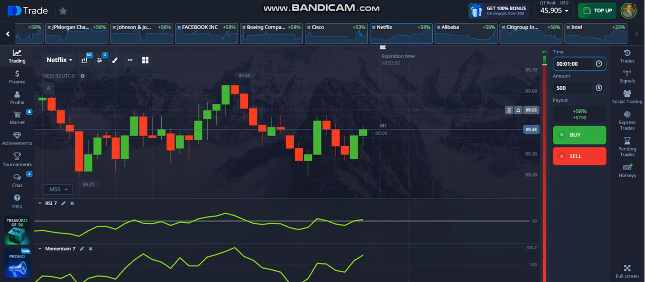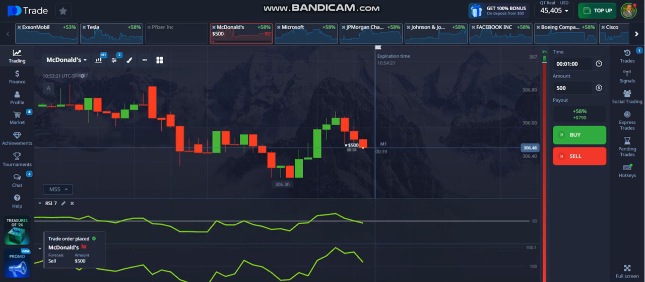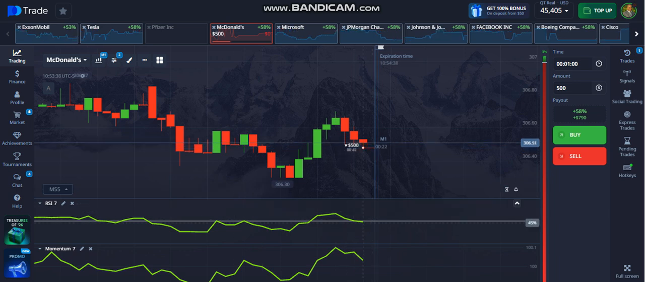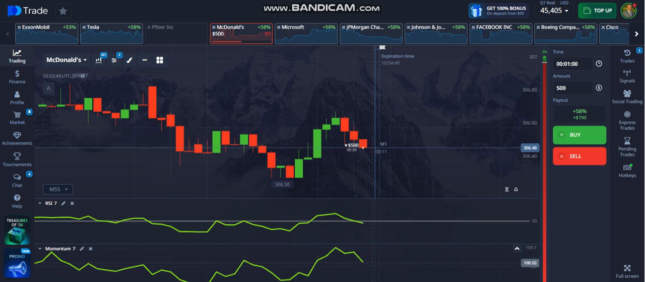Okay. So I'm going to pause the video and look for some setups. Okay. So I'm on McDonald's, the McDonald's stock, and I just took a sell trade or put trade here. And the reason why I took the trade is because the RSI line here just crossed below the 50 line. In addition to that, the momentum indicator is showing a downward sloping direction. So I went ahead and took the sell trade. So let's monitor this trade and wait for the expiration.